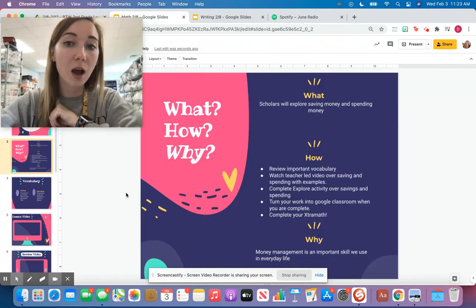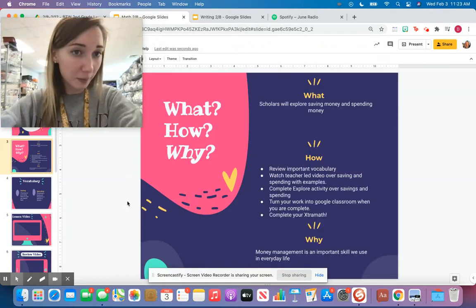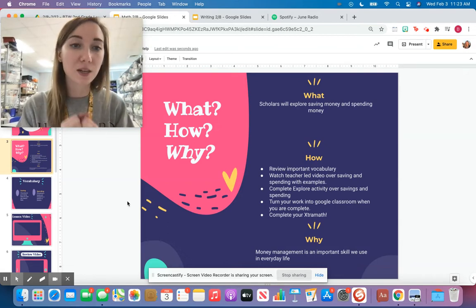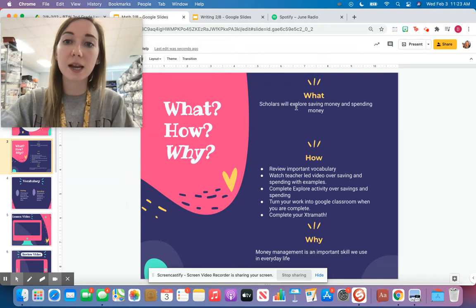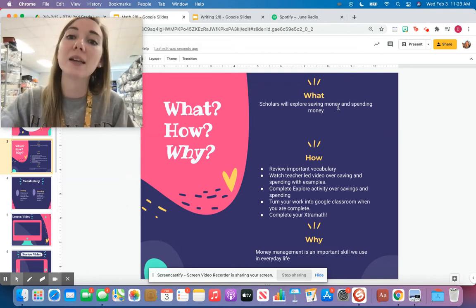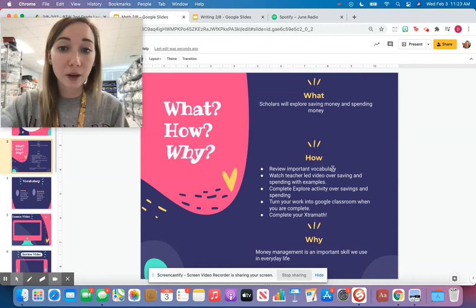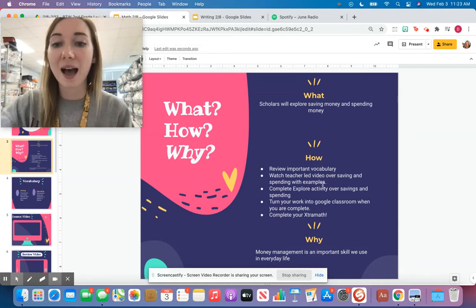Today, we're going to be talking about a little bit of a different topic. We're going to be starting to talk about money and how we can use money. So, today, we're going to explore saving money and spending money. We do this by reviewing our important vocabulary, which is going to be on the next slide.